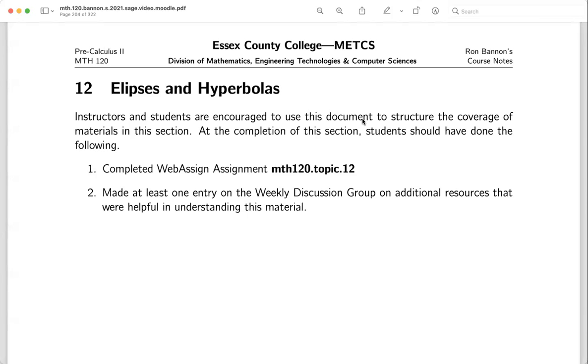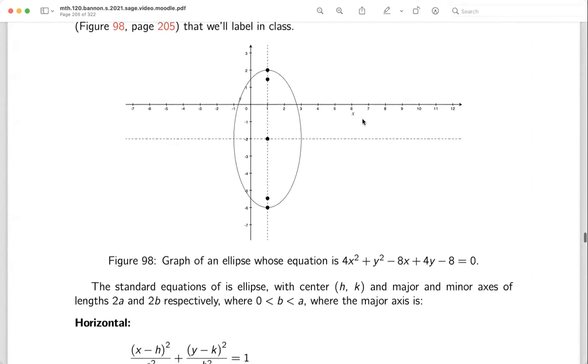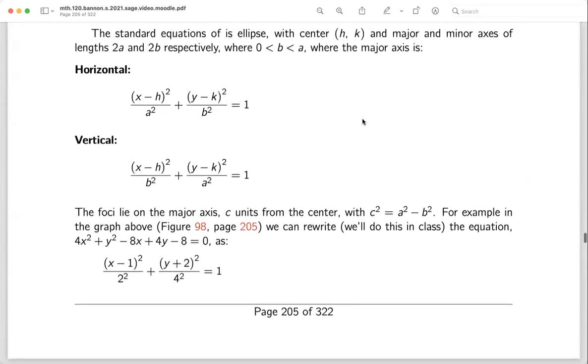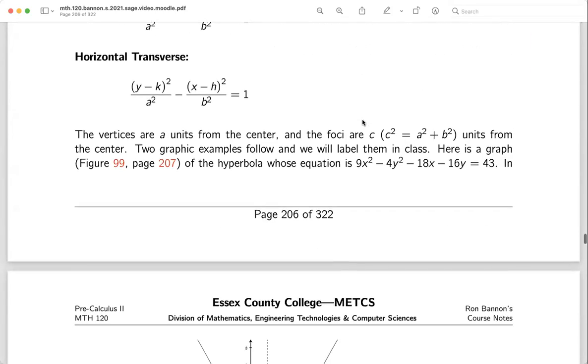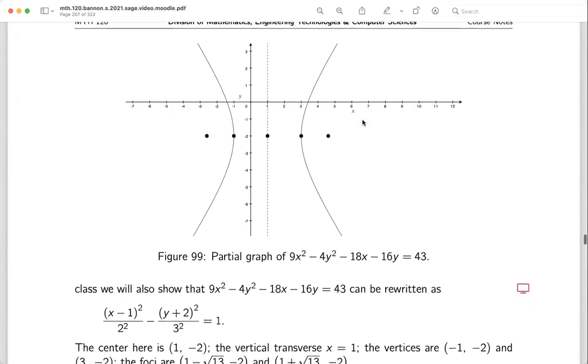Okay, we're in the next section. This is after parabolas and circles. We're doing ellipses and hyperbolas. So we covered this in lecture. We covered the ellipse, the features we want you to get from the ellipse. We covered the hyperbola and the features we want you to get from the hyperbola.